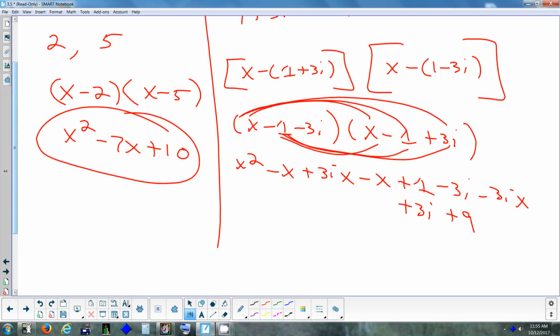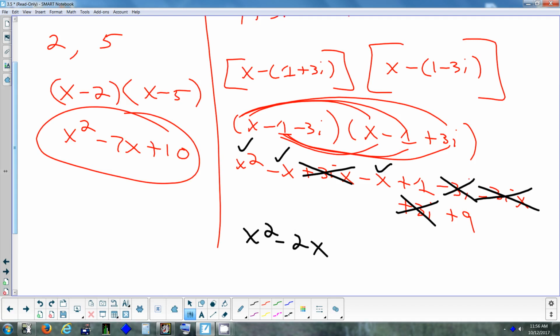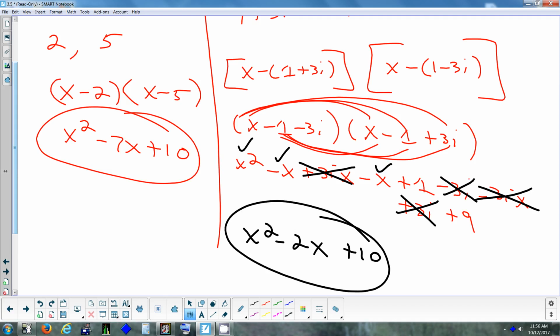Anybody see one thing that's going to cancel out? Scott? Positive and negative 3ix. Positive 3ix. Negative 3ix. Anything else? Yep, Tyler. Positive 3i. Negative 3i. And now look, all the i's are gone. So just combine like terms with what you have left. X squared. What's my x term going to be? Minus 2x. And my constant? Plus 10. So there's a parabola that would have 1 minus 3i and 1 plus 3i as its roots.